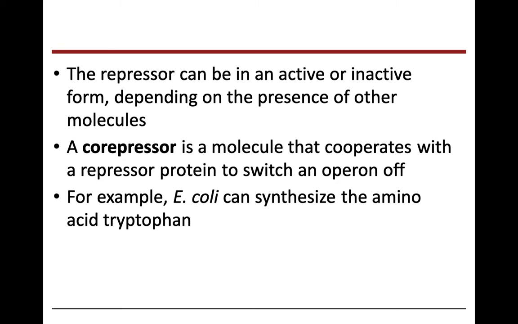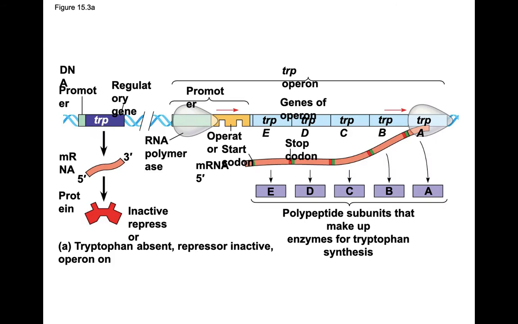The repressors can be in an active or an inactive form depending on the presence of other molecules. We'll talk more about that in terms of the differences between repressible and inducible operons. A co-repressor is a molecule that cooperates with the repressor protein to switch an operon off. So for example, E. coli can synthesize the amino acid tryptophan in environments that are low in tryptophan.